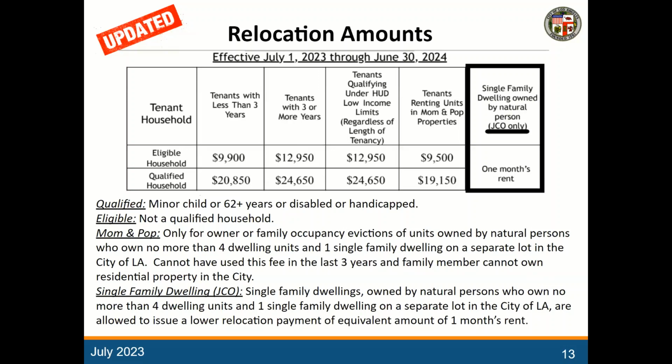So on the slide in front of you, you will see the relocation amounts that are currently in place. These amounts are subject to change every July 1st and recently changed to the amounts that you see on your screen. The relocation amounts that a household or a unit is eligible to receive is per unit. It's not per tenant. So it's one relocation payment for the entire apartment.